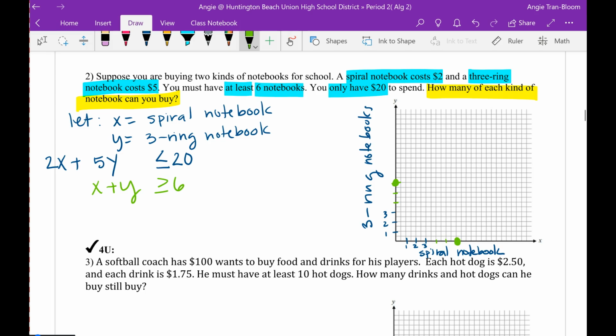Solid line and shade. Shading, above or below? Let's plug in 0, 0 to see if it's true. 0 plus 0 is greater than or equal to 6. False. So where do you go? Above it, the other side. Okay, so above it, which is the other side. I'm going to slightly shade it because you're going to have to erase at some point.